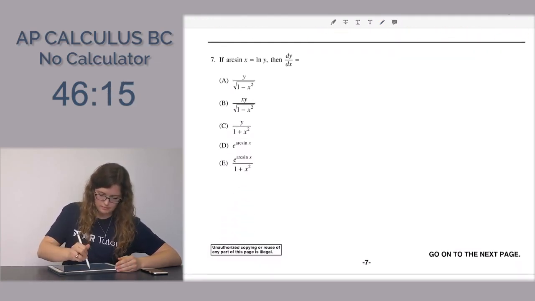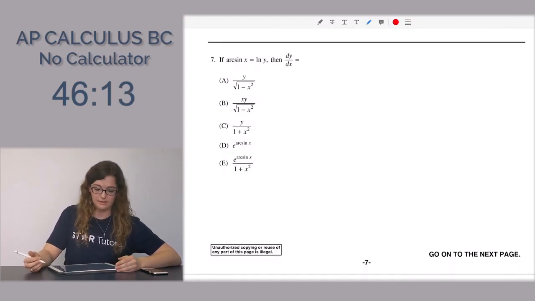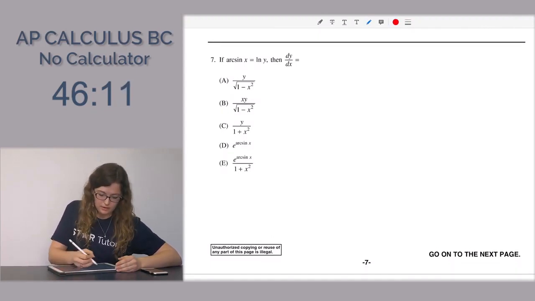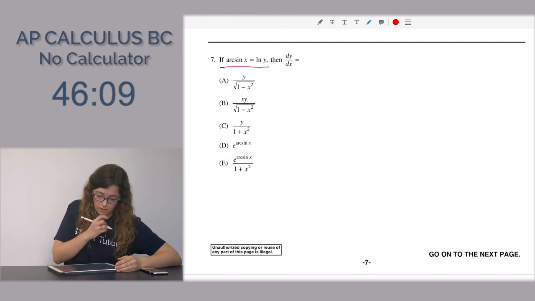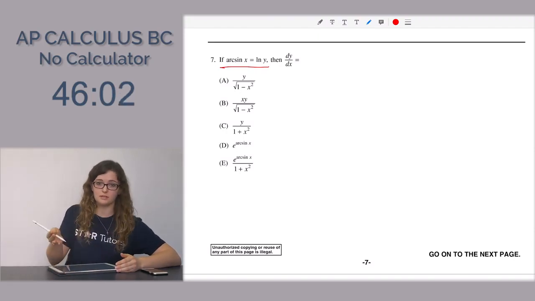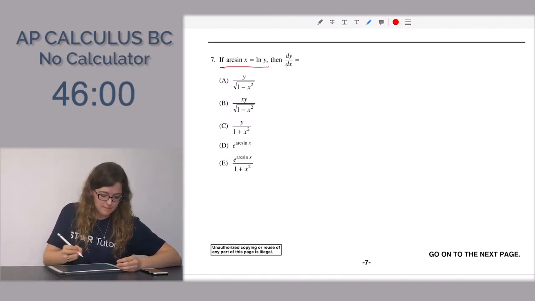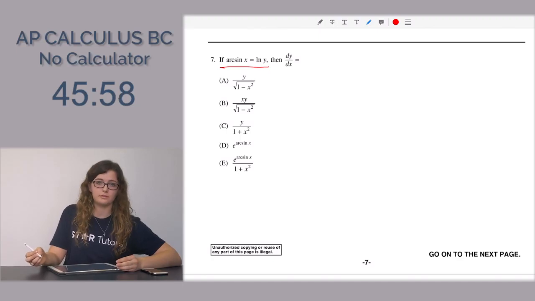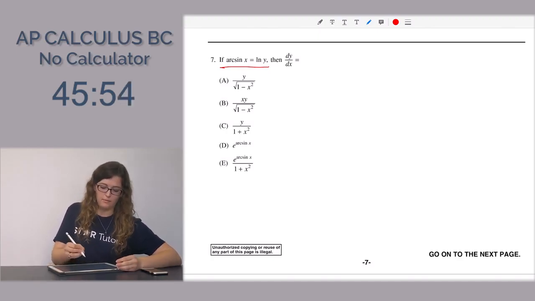Great. Number 7, arc sine. So we've got arc sine of x equals natural log of y. What's the derivative of y with respect to x? Notice that we don't have an equation that says y equals something, which means this is going to be an implicit differentiation question. So I still want to take the derivative with respect to x of both sides. I just want to be extra careful when I'm doing that.